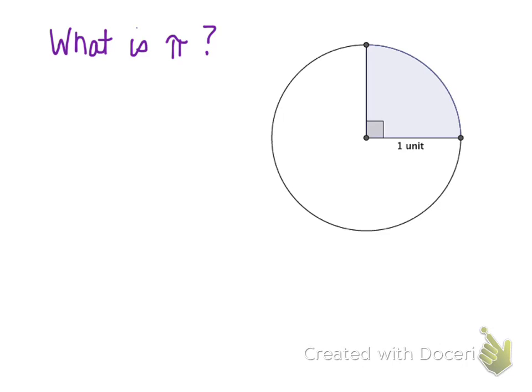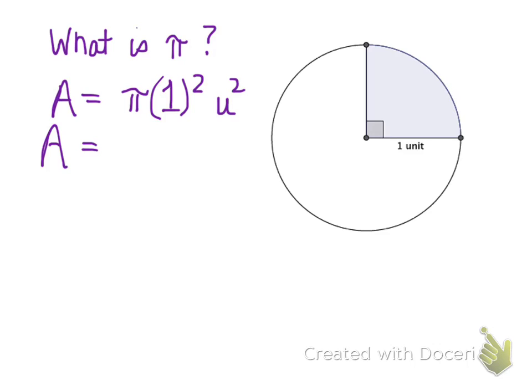Okay, so what is pi? If you look at the circle here, I have a circle and the radius is 1 unit. So the area of that circle is equal to pi times the radius, which is 1, squared. And the units would be square units here. So the area of this circle is pi units squared.